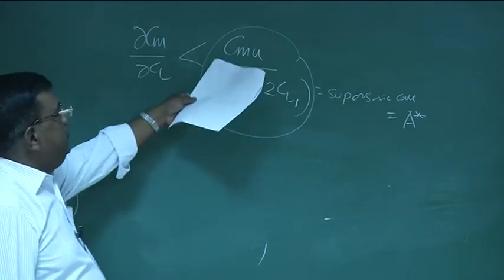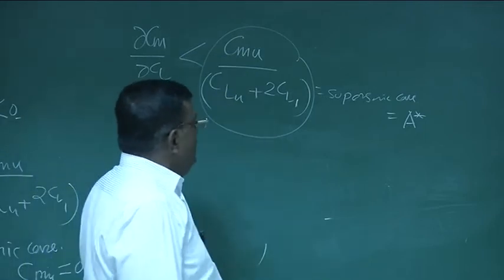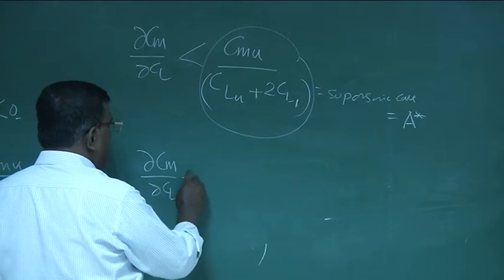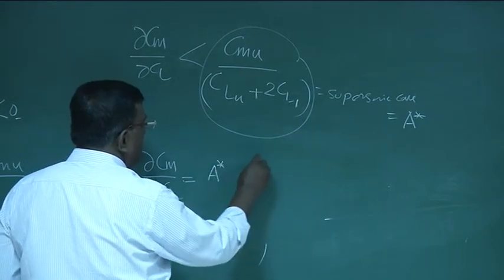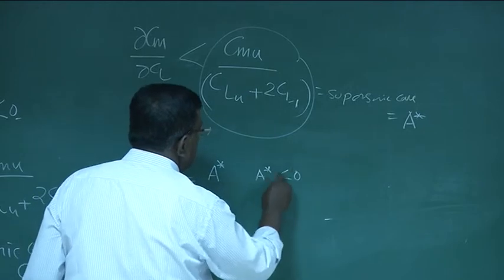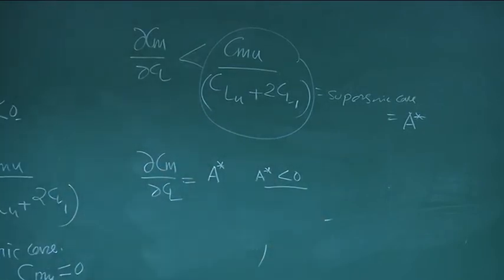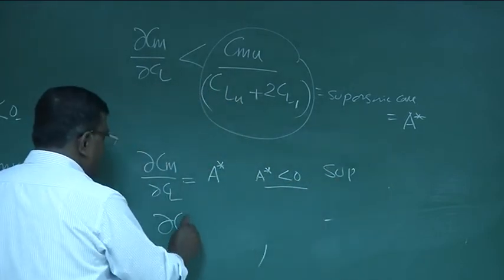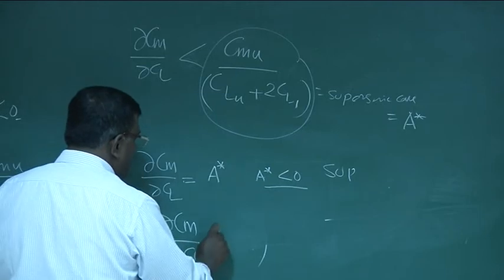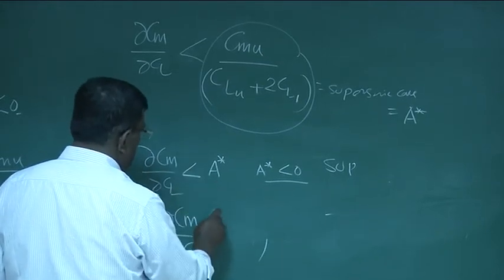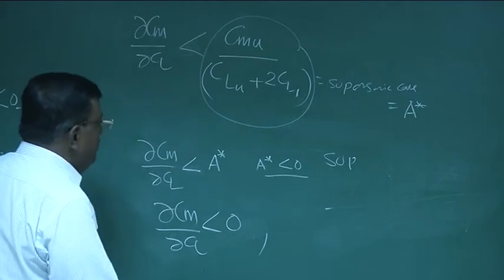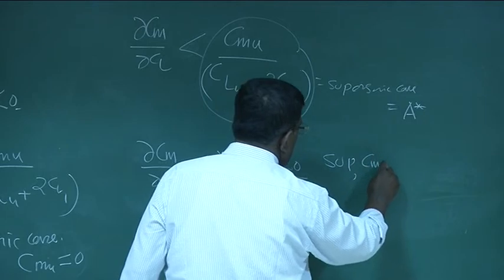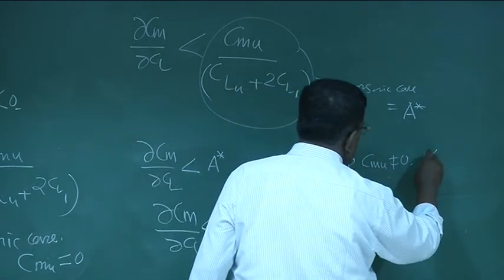So this is negative, that we know. So this will indeed be less than 0. So dCm/dCl, okay, let this equal A star, where A star is less than 0. Fine? This is the supersonic case. For the subsonic case, the same relation gives dCm/dCl less than A star, less than 0, because CMU is 0. Here, for supersonic, CMU is not equal to 0, in fact less than 0.